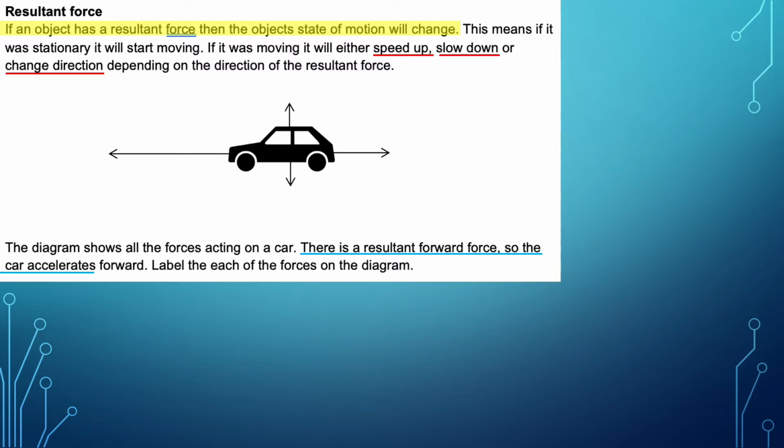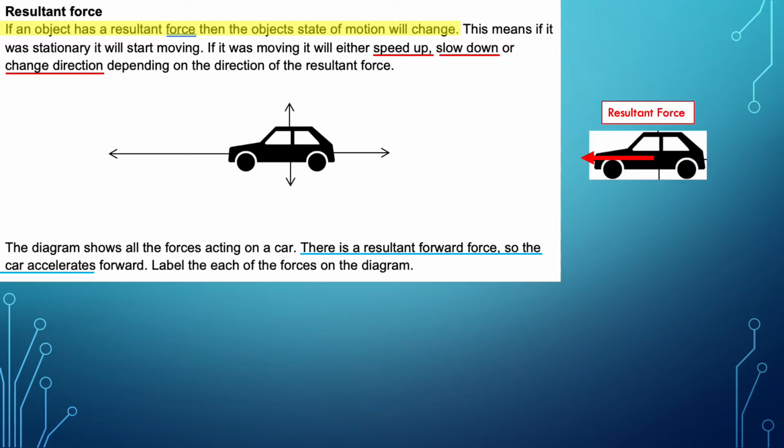And something that you're going to learn to recognize is that if you have a resultant force, this is going to cause an acceleration in the object. Okay, so if I were to draw the actual resultant force of this car, I wouldn't really draw all 4 arrows because this is what's called a free body diagram. The resultant force diagram would look something like this.